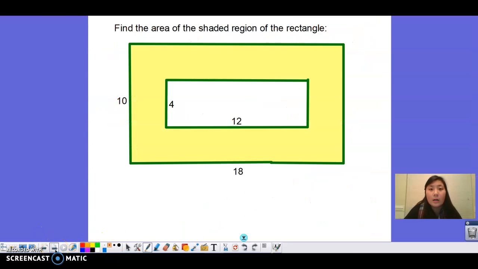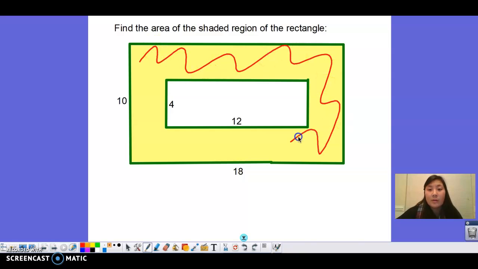The next one we're going to talk about is how to find the area of the shaded region in this rectangle. So in order to find the shaded region, that's going to be this piece right here.